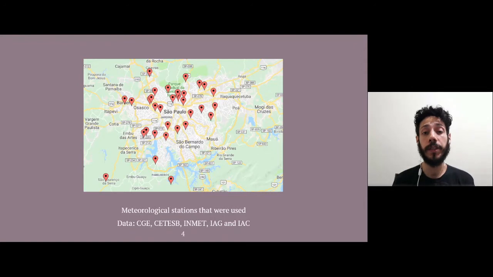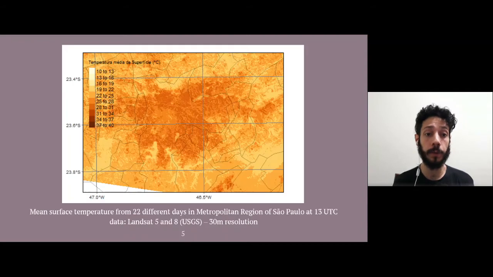It can only be measured by meteorological stations, which are isolated points, while the satellite can get data from any point on the globe. Here we have some of the meteorological stations from the metropolitan region of São Paulo. But satellites can measure the surface temperature. Here we have the surface temperature from the same region as before.